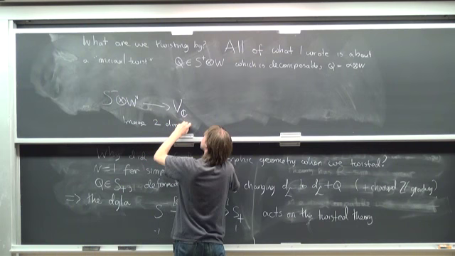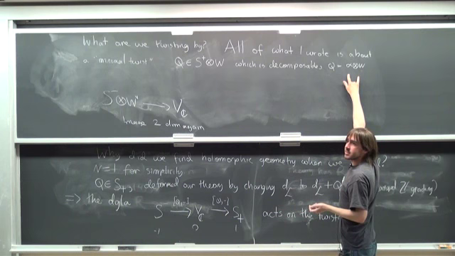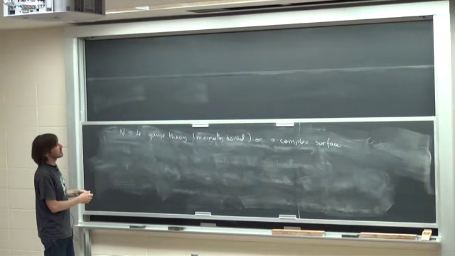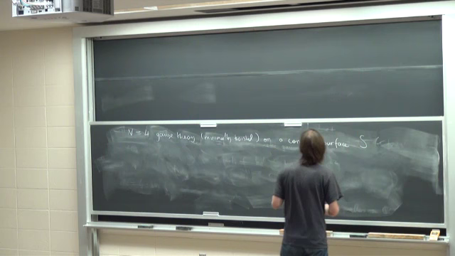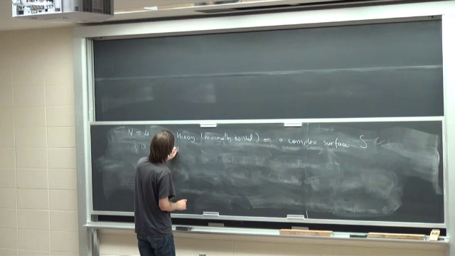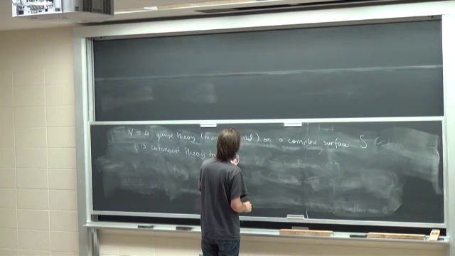But it's clear if I chose a non-decomposable tensor, a more generic one, then I could arrange so that the image of this map was everything. So okay, this minimally twisted guy on a complex surface, so it's the cotangent theory to the space of Higgs bundles for a group G.